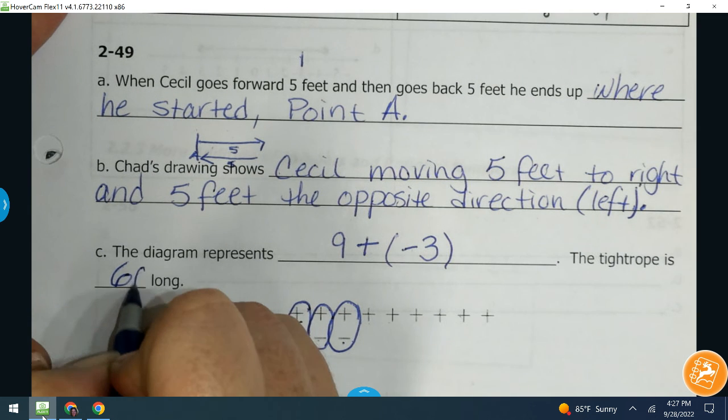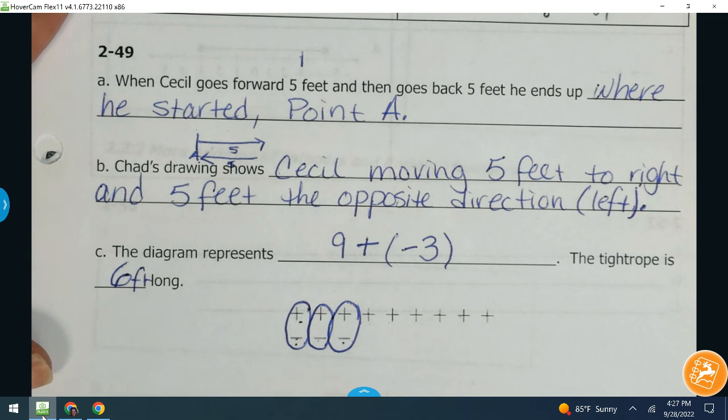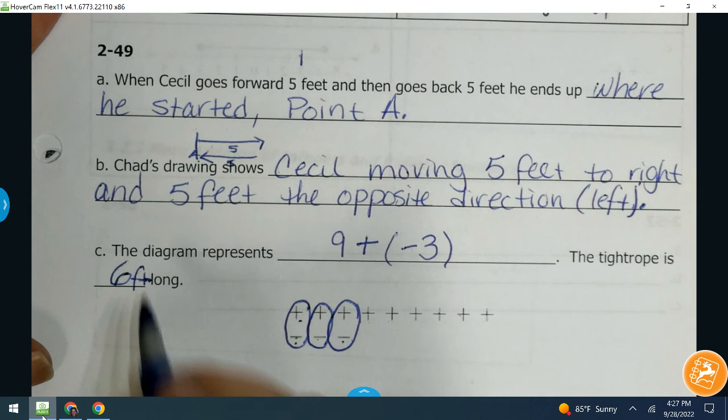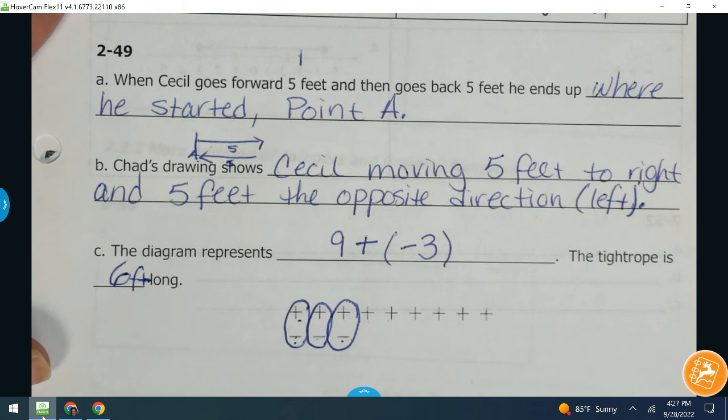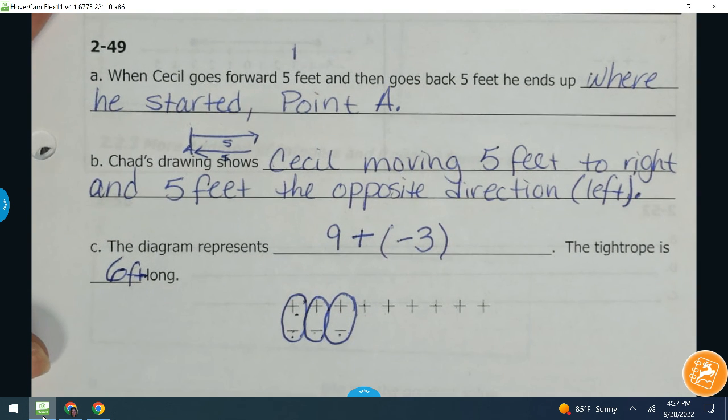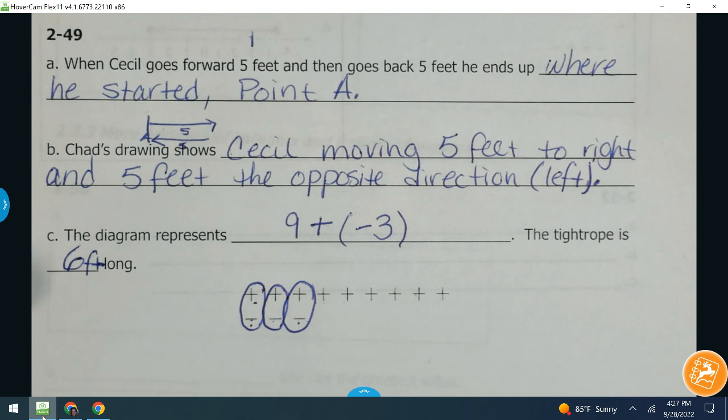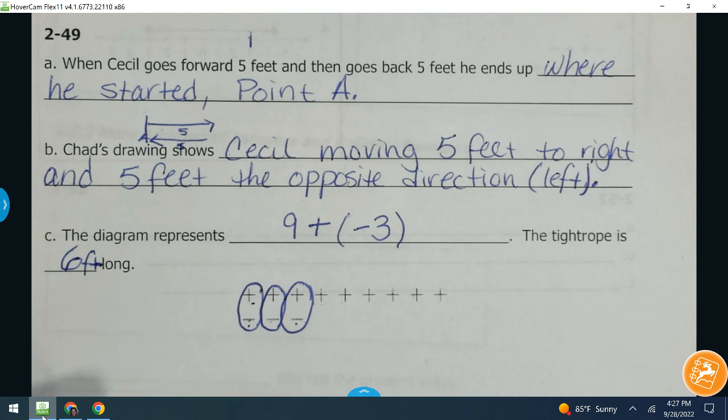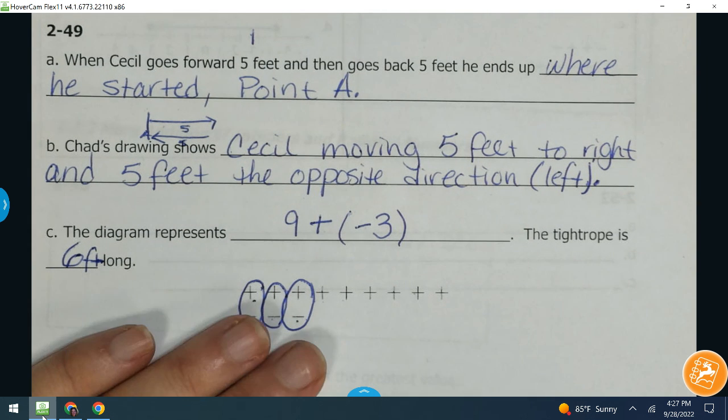Oops, feet. We did that earlier today too. A student caught me not writing the unit. We need to write the unit. So we have 6 feet long. Okay, and that's the end of 2.2.2. And then we're going to continue with 2.2.3, which is very similar to this.